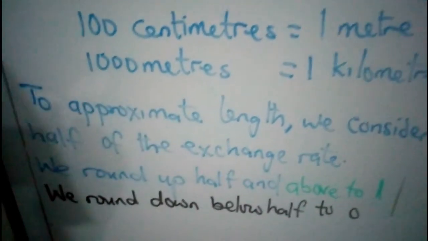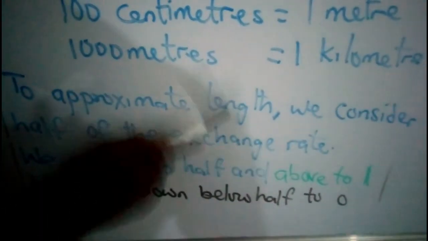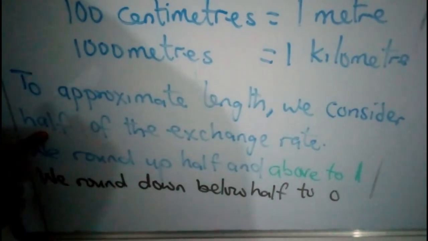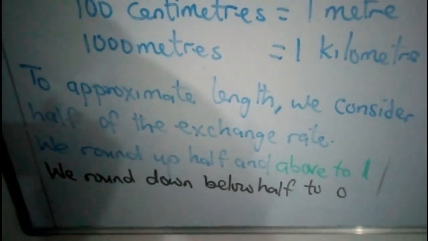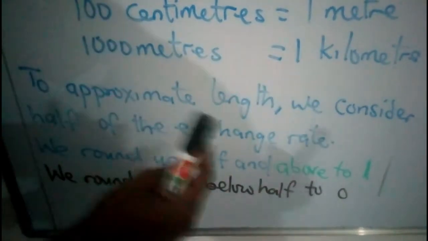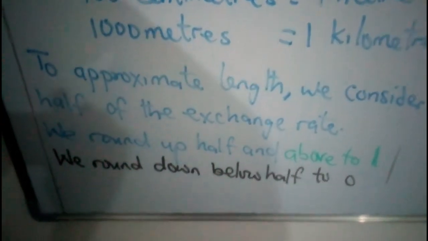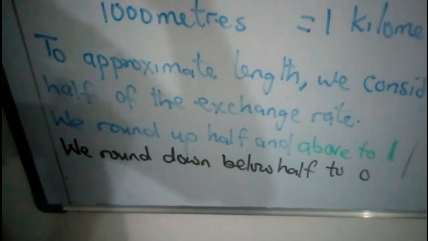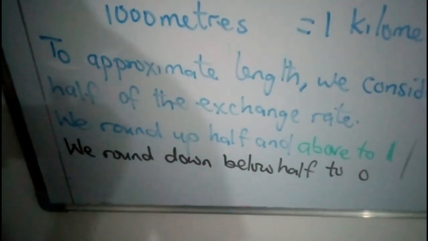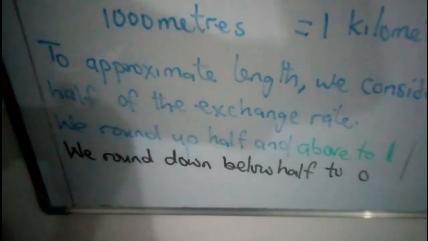So I move on. To approximate length, we consider half of the exchange rate. Can you see why I explained exchange rate to you now? We look at half of the exchange rate, and this is how we go about the approximation. There are two things we do in approximation: we round up or we round down. And don't forget, we always round up to 1 and we round down to 0.